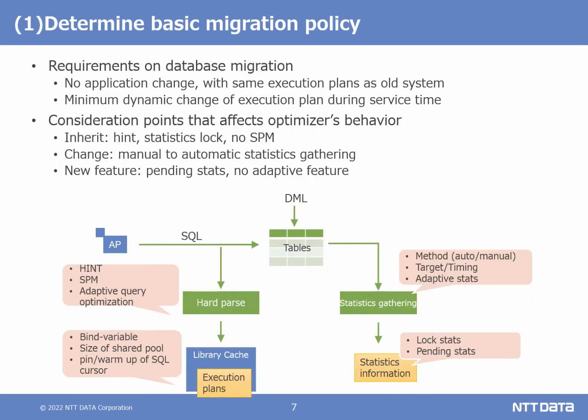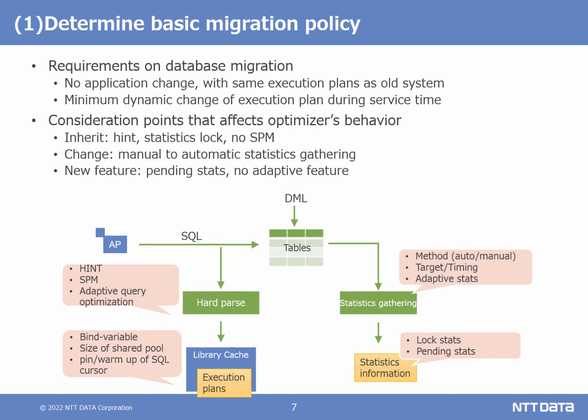The first process is to determine the basic migration policy. In our project, there were two important requirements for database optimizer. One of the requirements was that we didn't want to change applications as much as we could, and at the same time, we wanted all SQLs to be performant, meaning the same or similar execution plans as 11g.